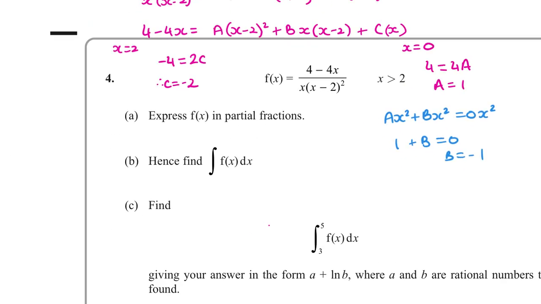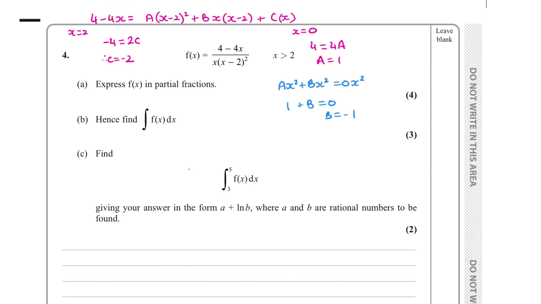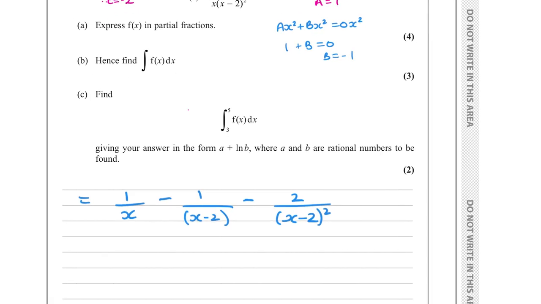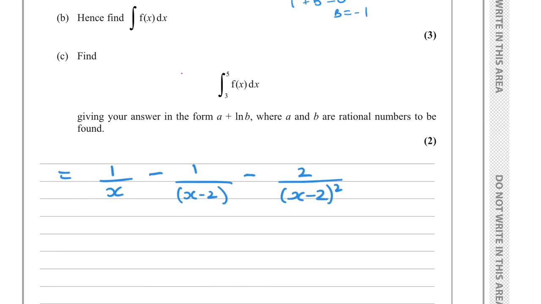So expressing this in partial fractions, we're going to have a is 1, so 1 over x, b is minus 1, so minus 1 over x minus 2, and c is minus 2, so it's minus 2 over x minus 2 all squared. Okay, so now we've split this into partial fractions. Question B says, hence find the integral. Okay, so if I'm going to integrate all of this.